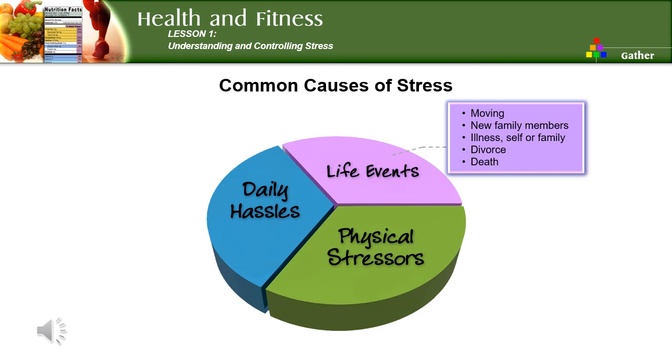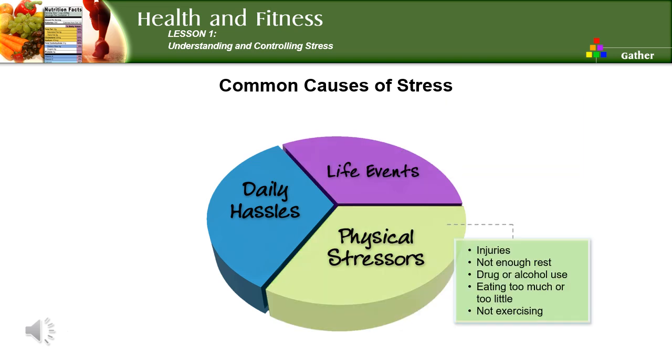These may include moving or relocating, adding family members by marriage, birth, or adoption, being ill, or parents' divorce or separation. Physical stressors. These may include being physically injured, lacking sleep or rest, using drugs or alcohol, eating or dieting excessively, or not getting exercise.